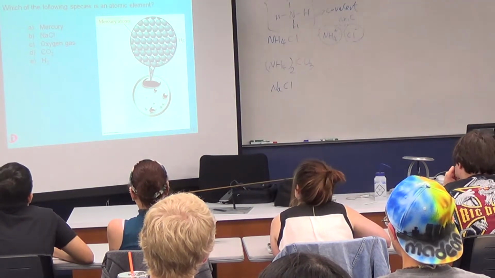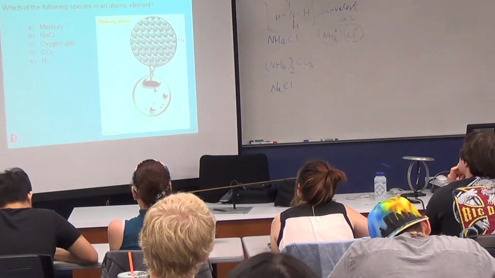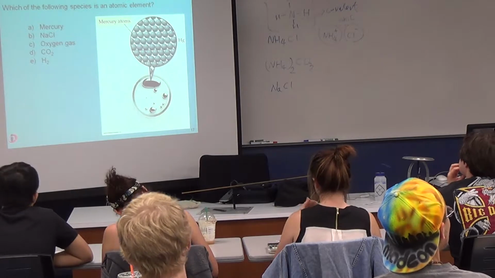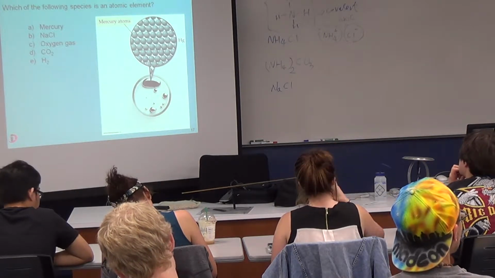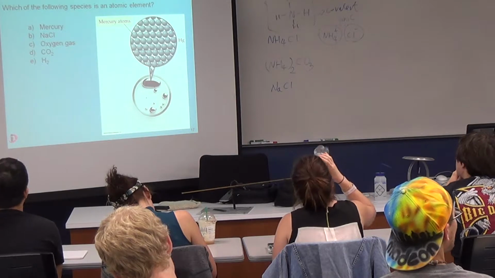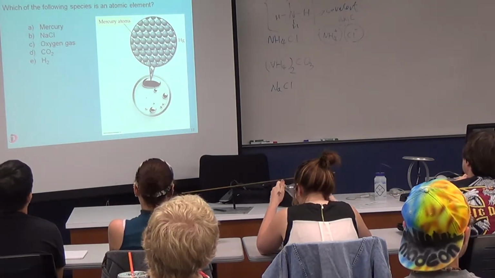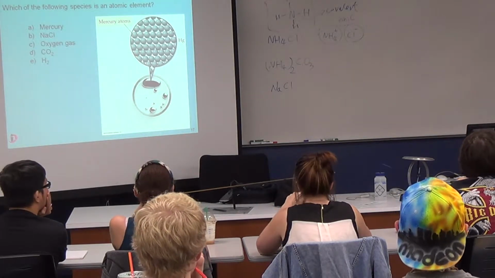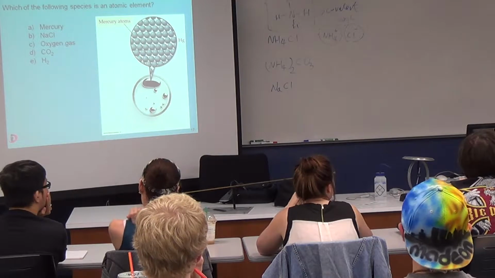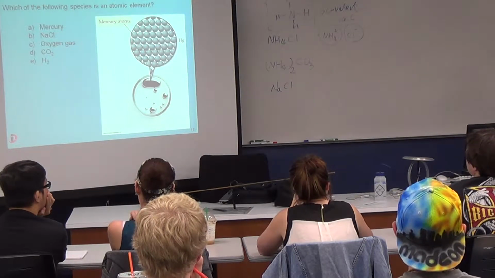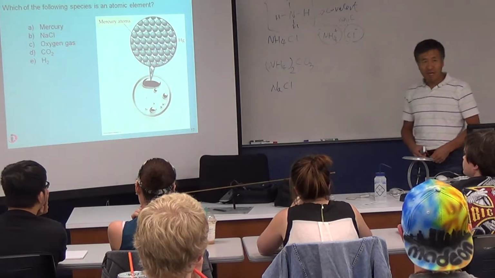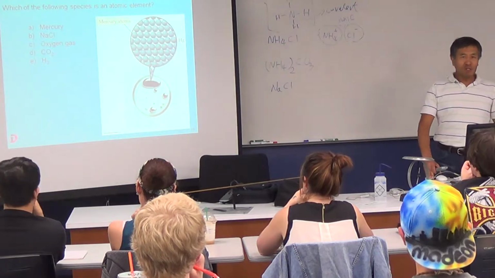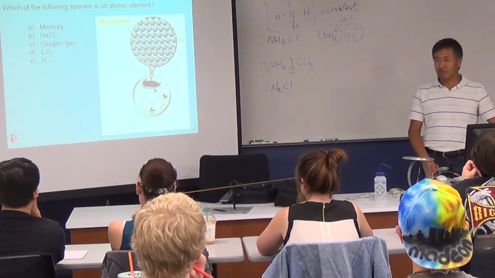Remember there are two large groups of atomic elements. One large group is noble gas. The other larger group of atomic elements, what do you call that? Metals. So it's metal or noble gas. This will be the typical atomic element you're looking for.